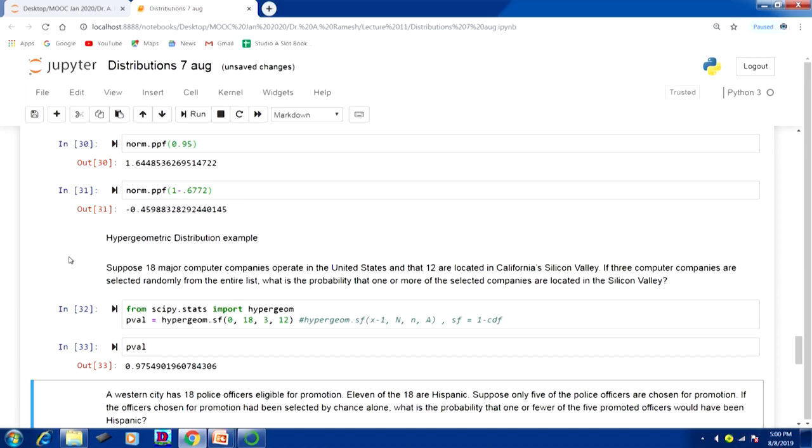So, from scipy.stats import hypergeom, p value equal to hypergeom.sf. sf means survival function. So, here if it is 1 or more, that means 1 minus 1. So, 1, then 18 represents the population size, 3 means the number of samples we are choosing, and 12 means the number of successes in the population, that is the capital A, the same notation you used in our theory. So, here the p value is 0.9754.